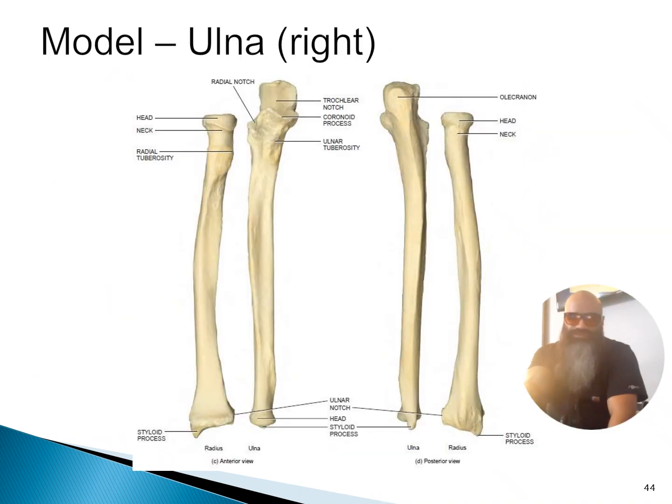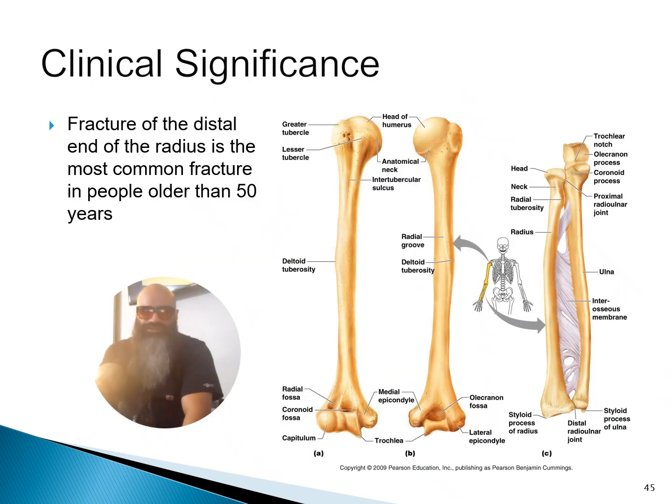And here's your ulna, as we mentioned. Another study material there. So, fall on an outstretched hand is a common mechanism of injury. When I worked trauma, I reduced probably 15 to 20 a night. I reduced a bunch of distal radius fractures. People fell all the time, especially in Chicago. They slip on the snow, and they don't realize that reflexively, we do this.